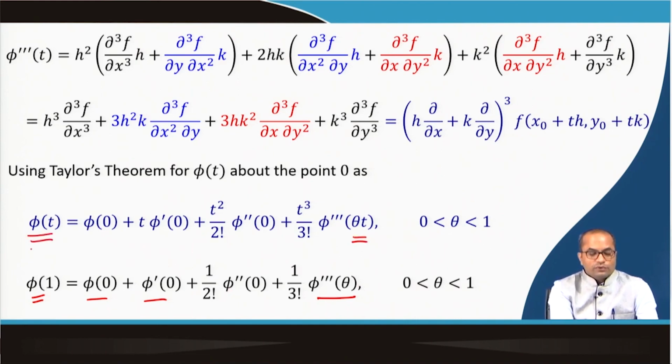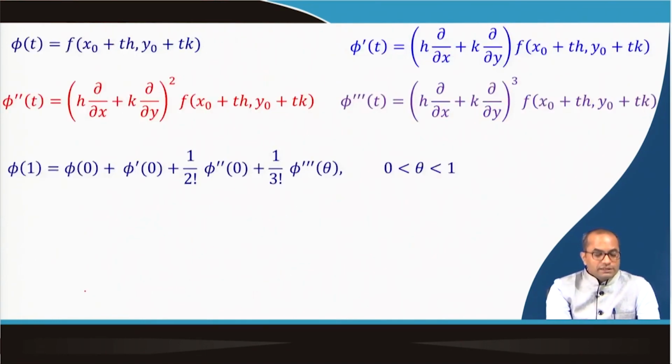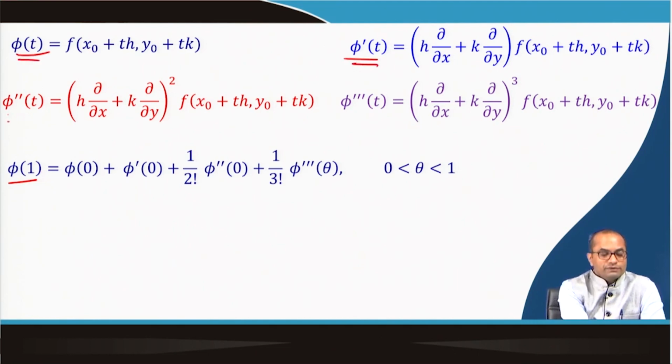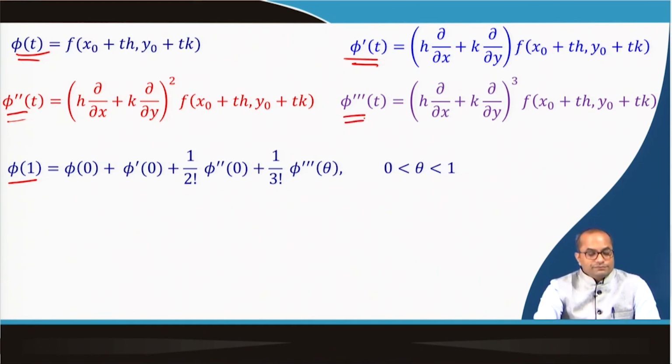So, if this is true for any t, we are just putting t is equal to 1 for some reason, because phi was this x 0 plus t h and y 0 plus t k, and t equal to 1 means we have x 0 plus h and y 0 plus k, which will be the Taylor's theorem for two variables. So, having this relation now on phi 1, we have the phi t, we have the phi prime t, we have computed phi double derivative, we have computed phi triple derivative, and we also have this relation that phi 1 is equal to phi 0 and so on, phi double prime theta. Now, we can substitute in this relation.